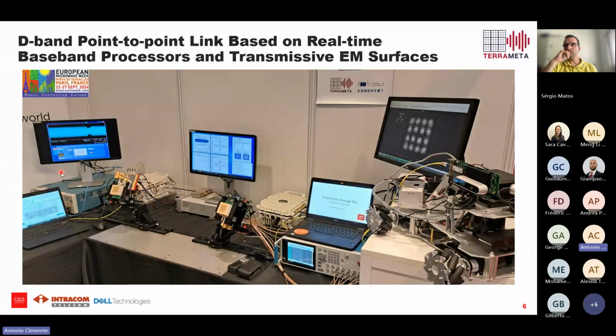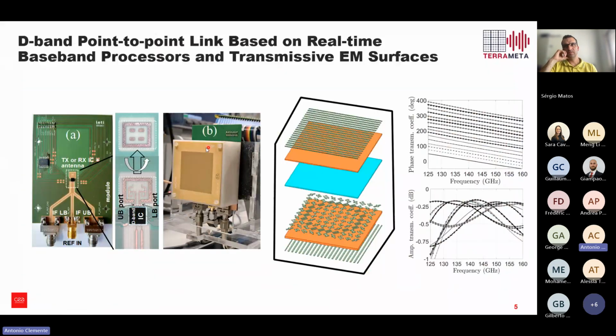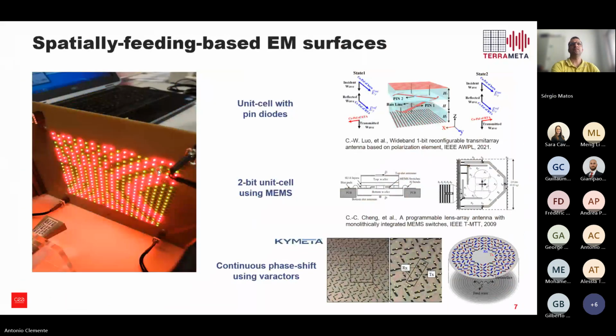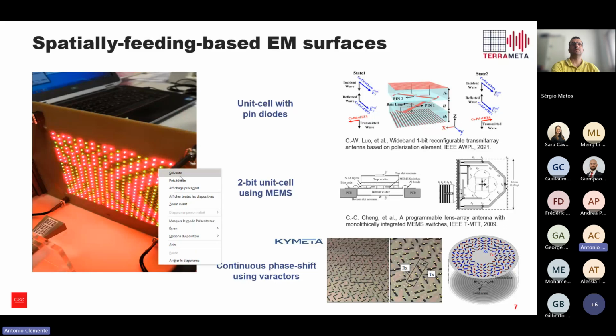What we are doing now, as I said before, is that the transmissive RIS that you have on the top of our demo is a fixed beam. What we are trying to do in the last period of the TERRAMETA project is to find a way to perform reconfigurability on the RIS. So how does a transmit array, or transmissive RIS, work?